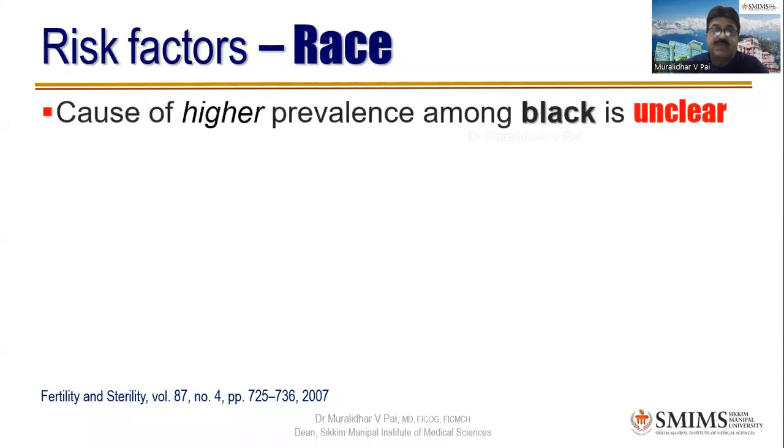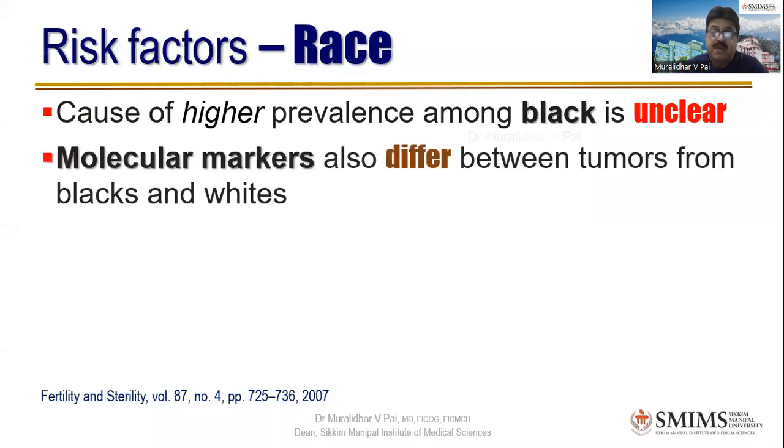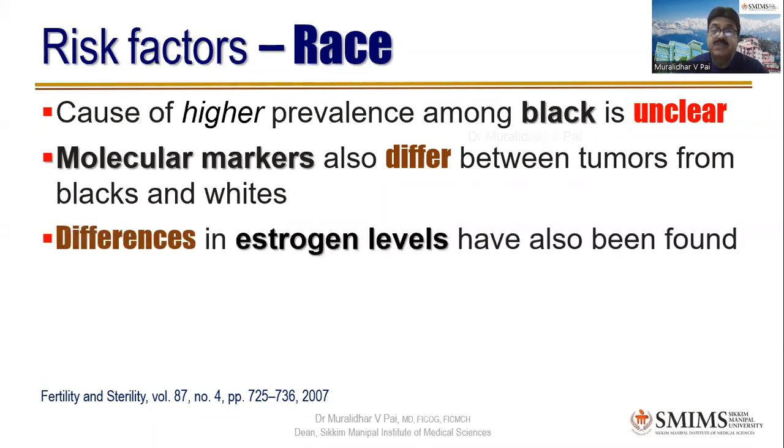Race: the cause of higher prevalence among Black race is unclear. So we know that it is more in Black race, but why it is so, it is unclear. Molecular markers also differ between tumors from Black and whites. Probably there is some different molecules that are acting in Black and in white. They are different. Differences in estrogen levels have also been found. Maybe they have got little more estrogen, the Black race, others may be having less estrogen.